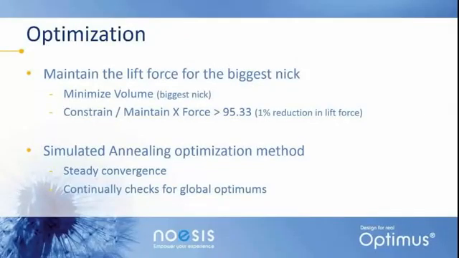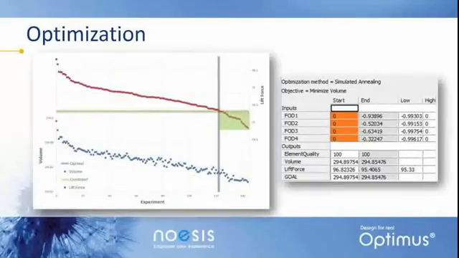So for the optimization, we want to find the largest FOD that can be created that will still maintain a feasible lift force. Optimus, again, has a number of optimization methods, but we've selected the simulated annealing method due to its ability to cover the optimization path extremely well and test for a global optimum. We've set a constraint on the lift force at a 1% reduction in the baseline lift force, and we want to minimize volume, which essentially allows us to find the largest FOD that we can have. So here you see the progression of the optimization.